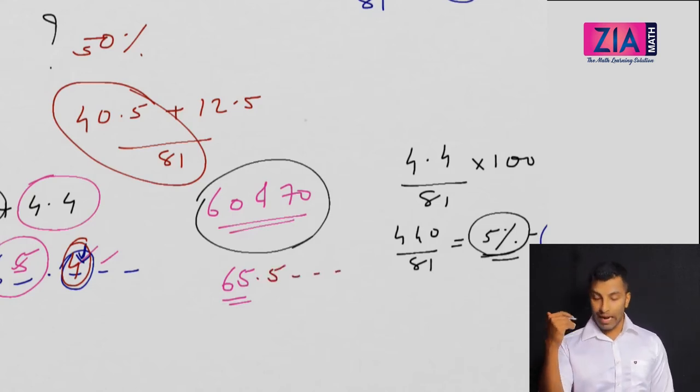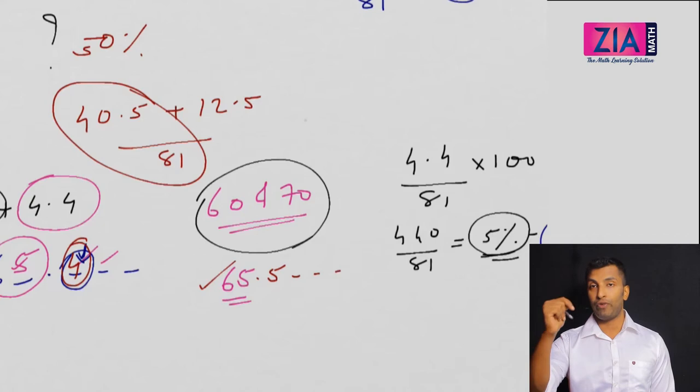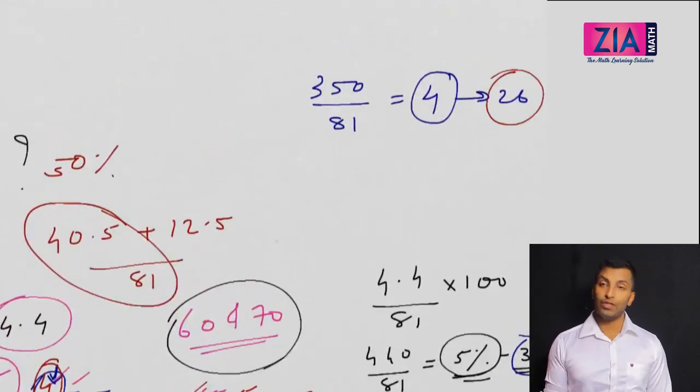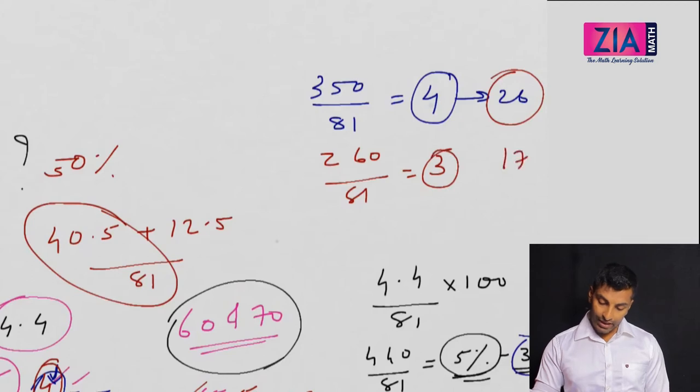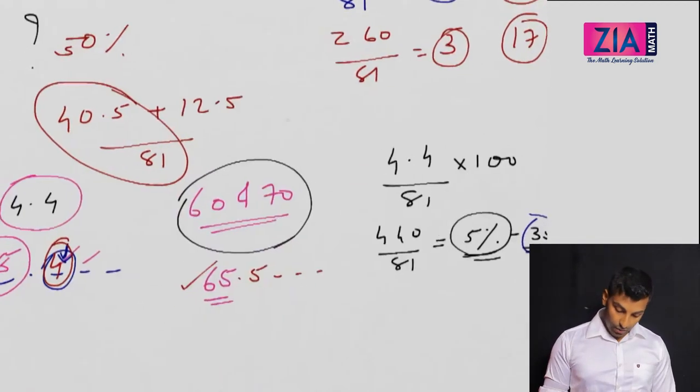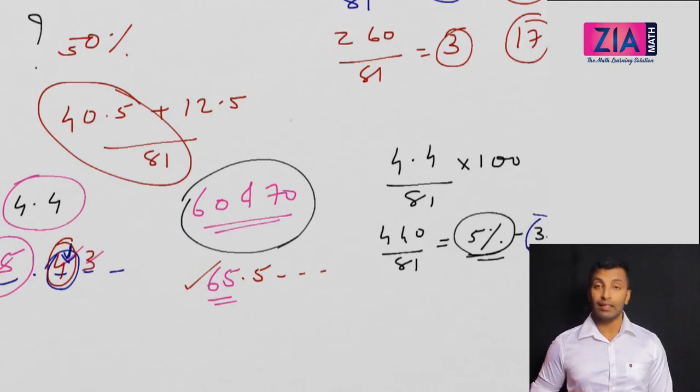Now if your answer choices are like 65.4, 65.5, 65.6, 65.7, whatever the digits coming after that, you can pick whichever is there with 65.4. But if your answer options are like 65.456, 65.467, like that, then we need to proceed further. How will you proceed? See what the remainder is. That is 26, right? So add a 0 to make 260, divided by 81. Now you get 3 with the remainder 17. What does that mean? I am in a position to fill this dash with 3.